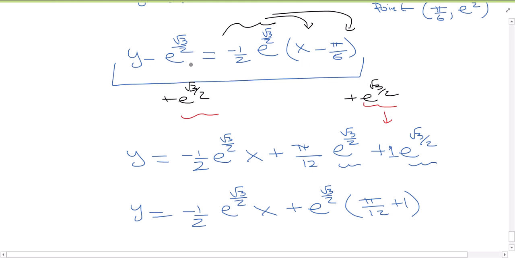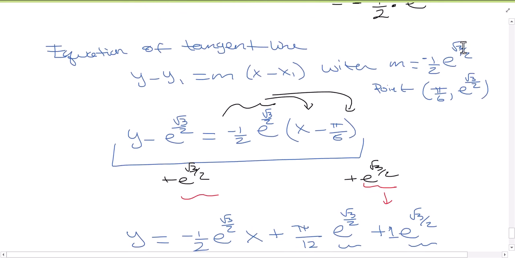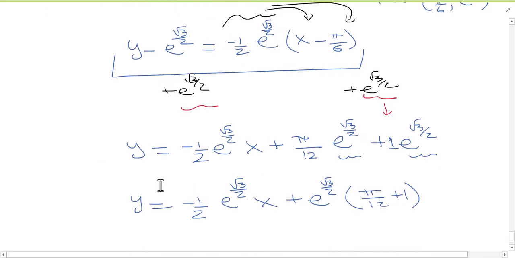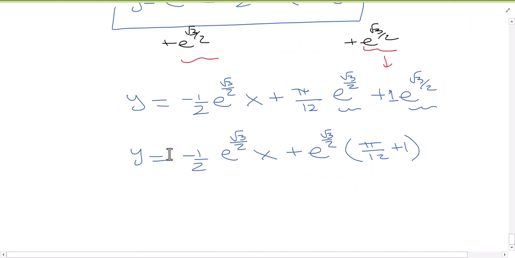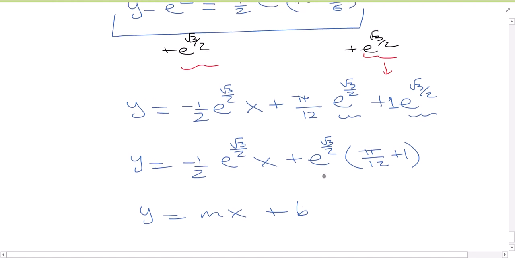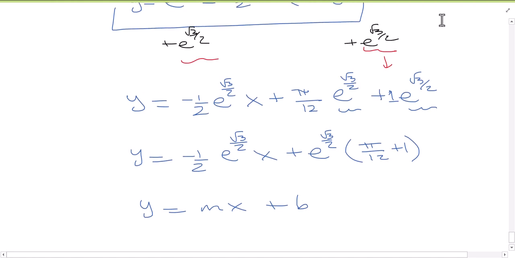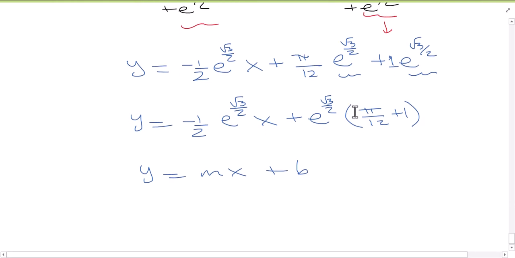On a quiz or a test, you could just leave it in point slope form, especially for values that are this messy, right? Then if you want to put it in y equals mx plus b, you can. And so this is your mx plus b, so that will be your b and your m. So let's try another example with finding the equation of a normal line.